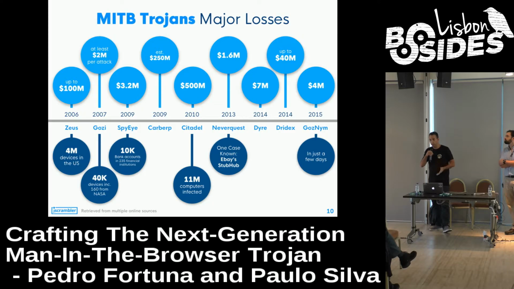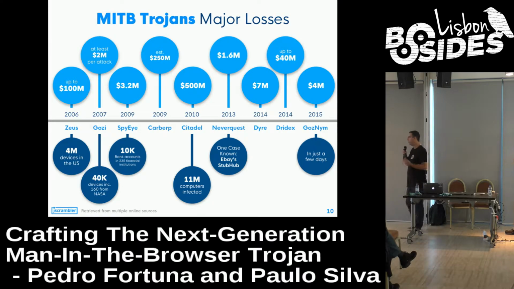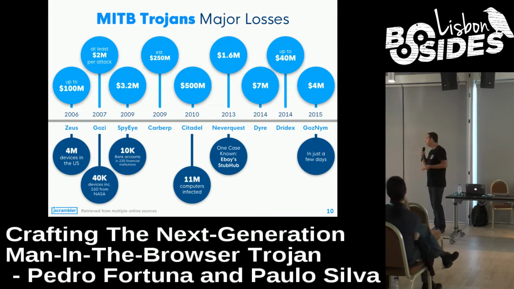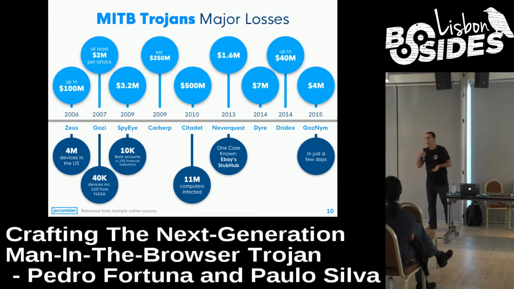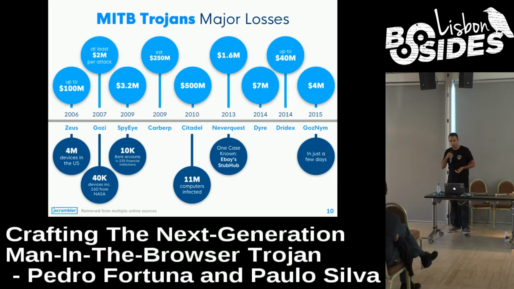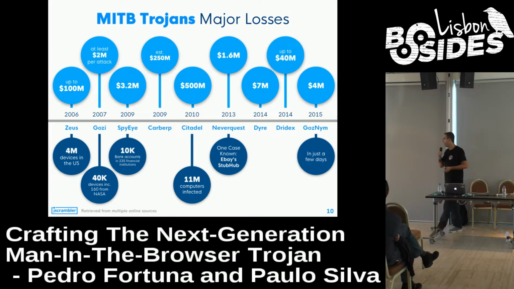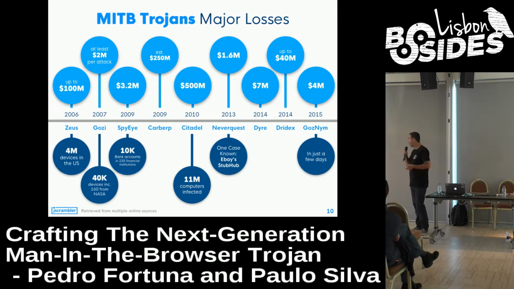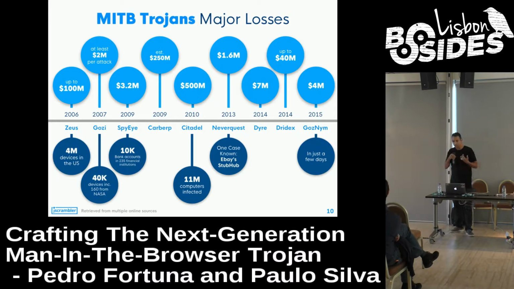But the thing is, no one knows the real size of this problem. I mean, we don't know how many man-in-the-browser Trojan attacks go unnoticed. But to give you a couple of examples, in 2007, Gozi was able to compromise 160 devices from NASA. I guess the attacker was anxious to know if we really landed on the moon or not. And in 2010, Citadel was able to capture $500 million.